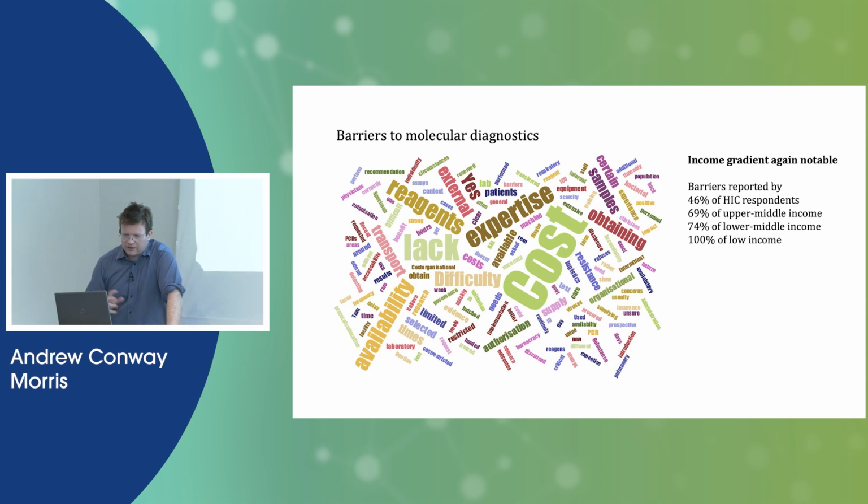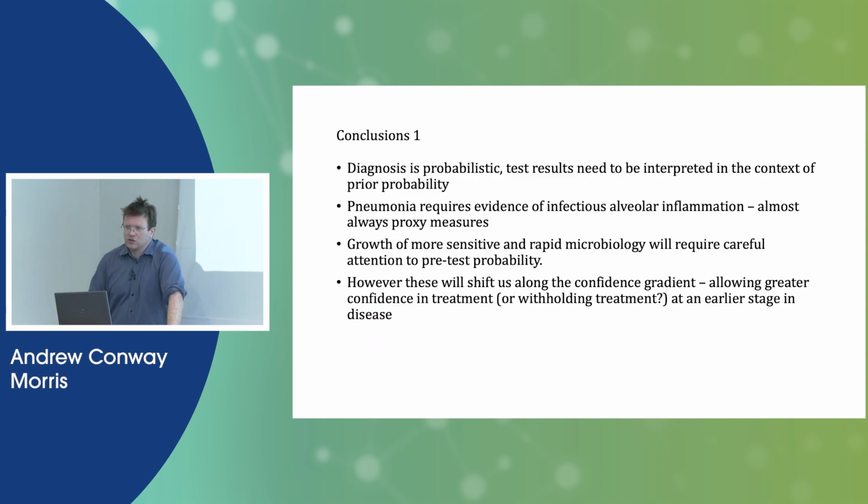So, in conclusion, diagnosis is a probabilistic approach to trying to work out what is going on with your patient, and you need to understand your test criteria. Tests are a broad range of things from clinical examination through to laboratory tests, and you should think about what is the probability my patient has the disease of interest before I do my test. Pneumonia, strictly speaking, requires evidence of alveolar infiltration. And that's almost always proxy measures because we're not going to get biopsies for them.